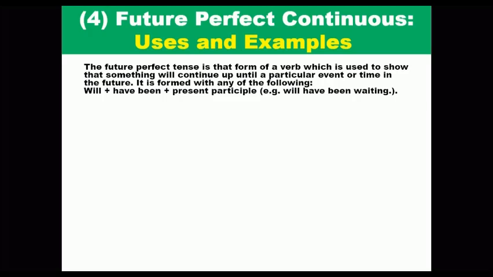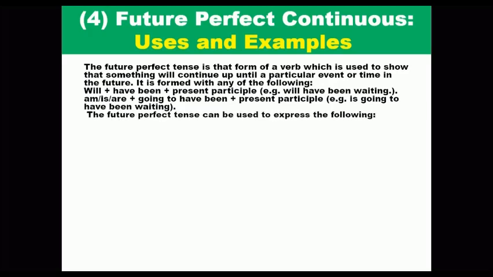You can use will plus have been plus present participle. For example, will have been waiting. You can also use am, is, or are plus going to have been plus present participle. Example, is going to have been waiting.